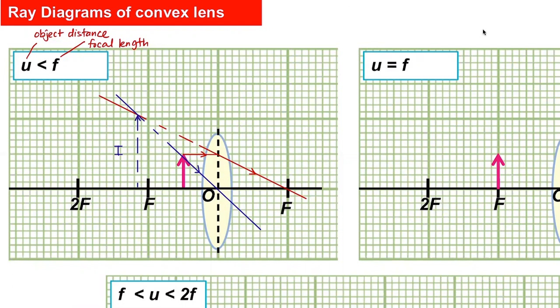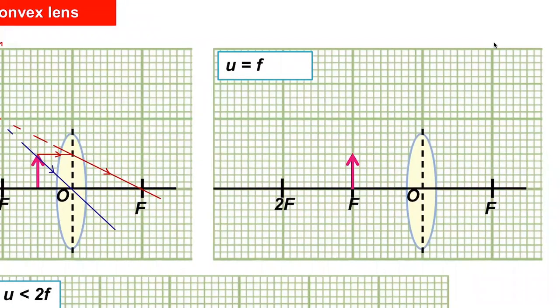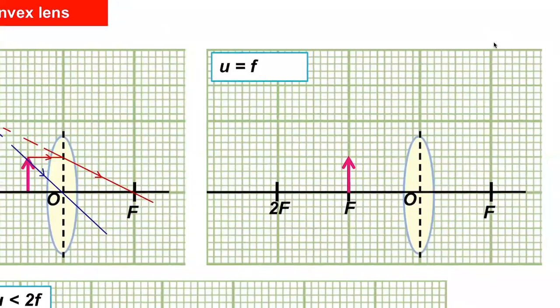The second one is when the position of the object is exactly at F. So again, you can use the first rule to draw the lines from the top of the object and then straight to the optical center. A bit hard for me to draw exactly the lines because I'm using my iPad.